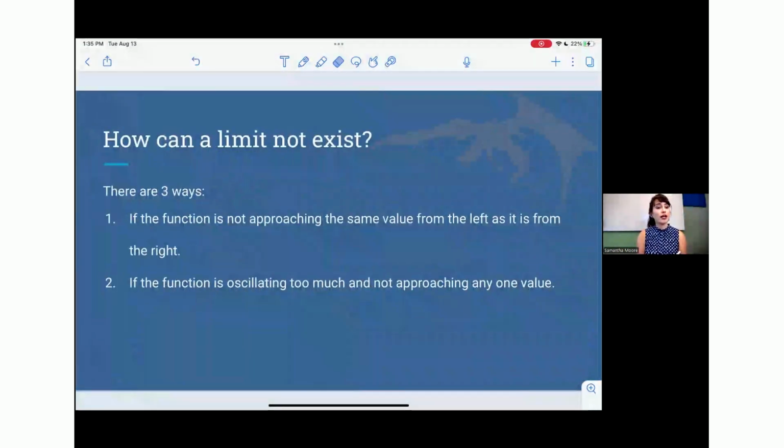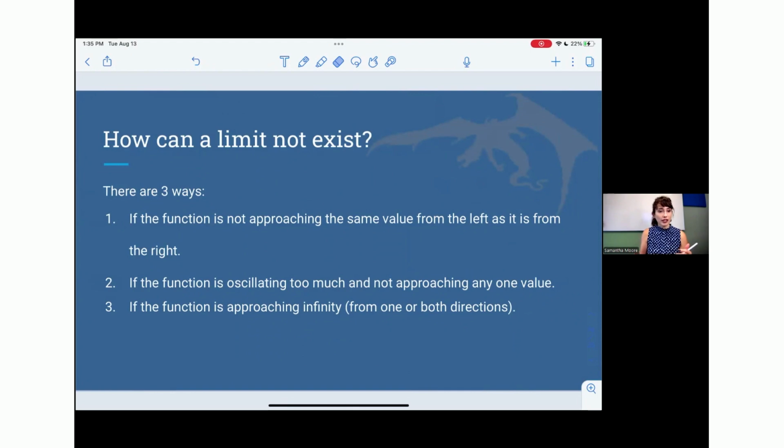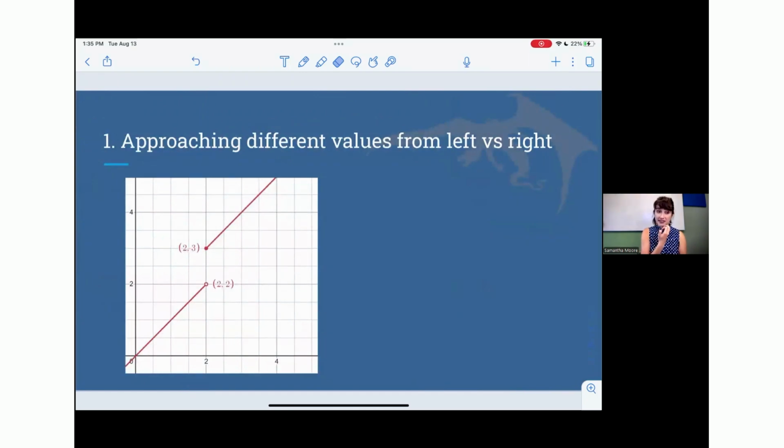We can also have the function basically being too busy or oscillating too much, so that it's not really approaching any one value. It's just way too messy. There's not a nice little pattern that's happening. And then the other thing that we can have is our function approaching infinity from one or both of the directions. So here's an example of approaching different values from the left versus the right.